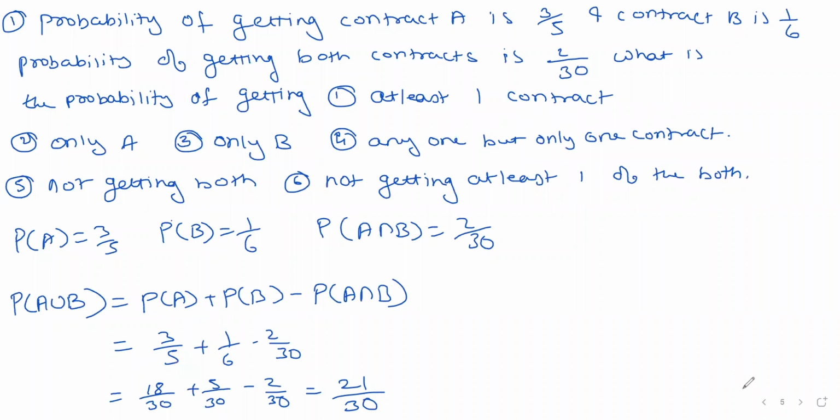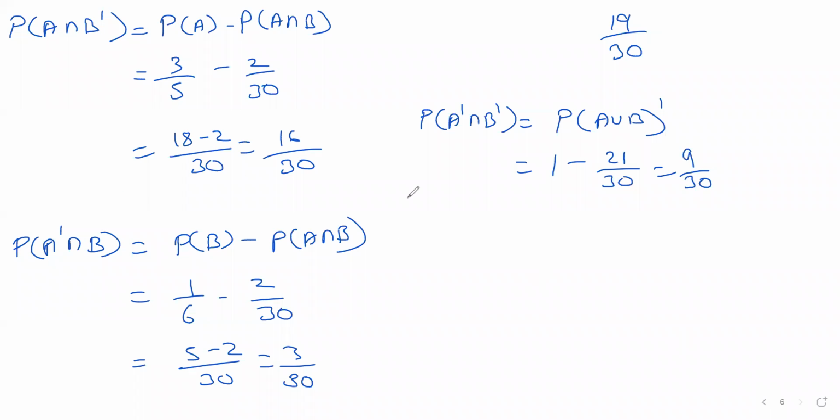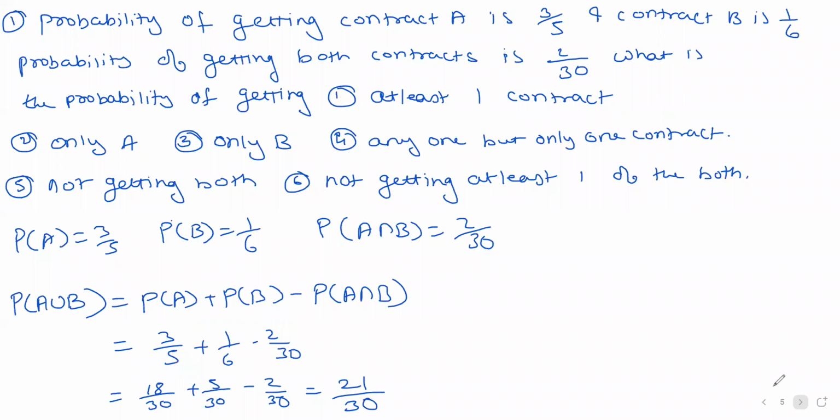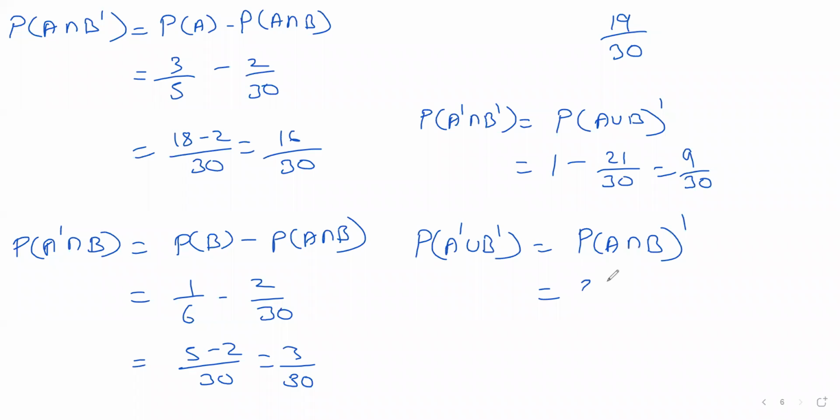The last one is not getting at least one contract. It is P of A intersection B bracket complement. That is 2 by 30 चा bracket complement येईल 28 by 30. This is how we will solve the sums.